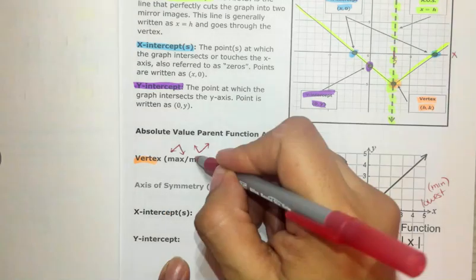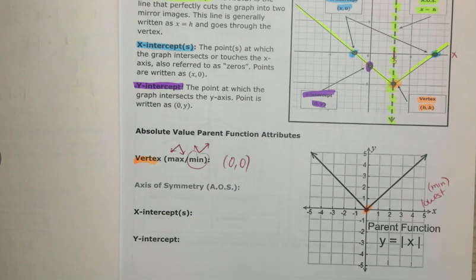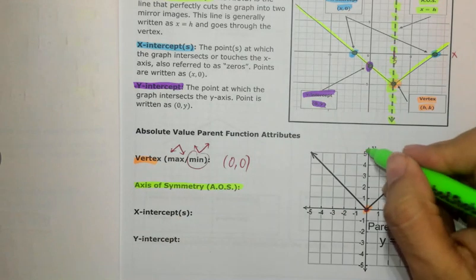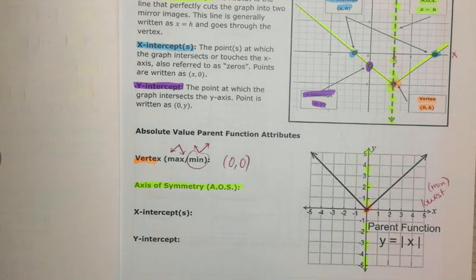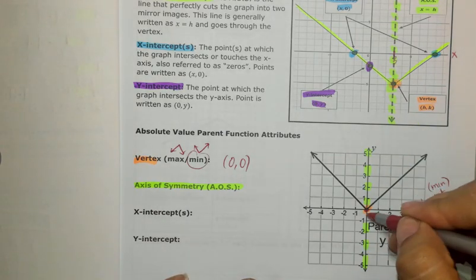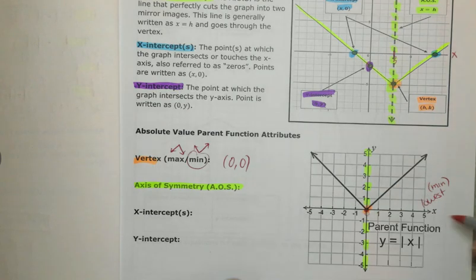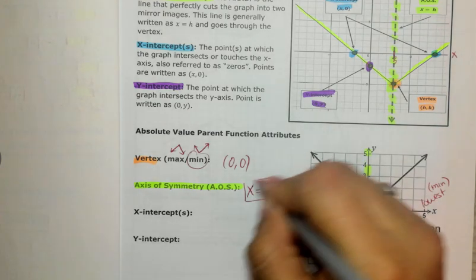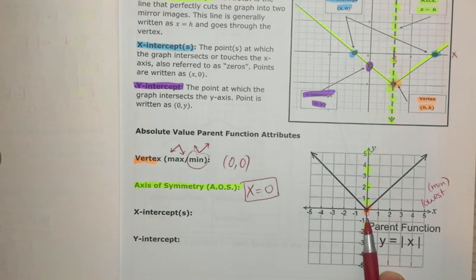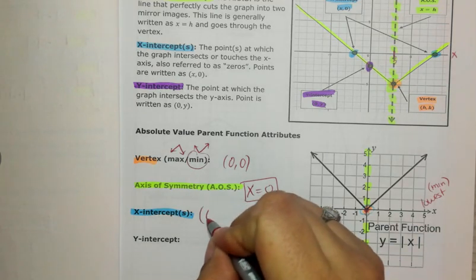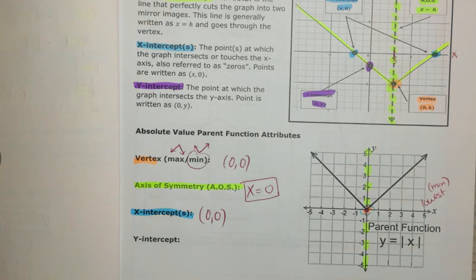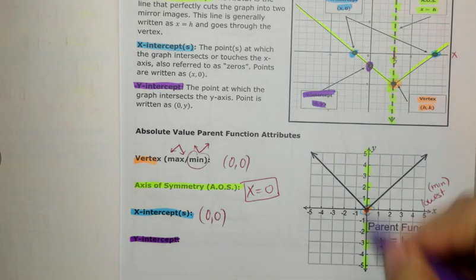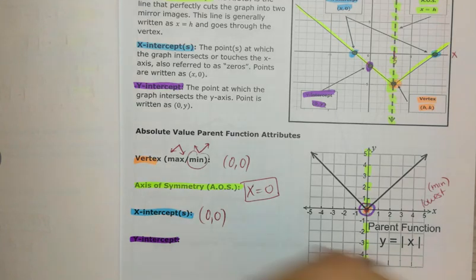And then we have the axis of symmetry. It's a line that goes through the vertex. So we're looking at drawing an axis right there, going through the 0 on the x-axis. So we're going to write x equals 0. It's a line touching at 0. Then we have the x-intercepts, or x-intercept in this case. It is touching the x-axis one time, so it's 0, 0. And then last but not least, the y-intercept. Y-axis, same thing, that point, 0, 0.